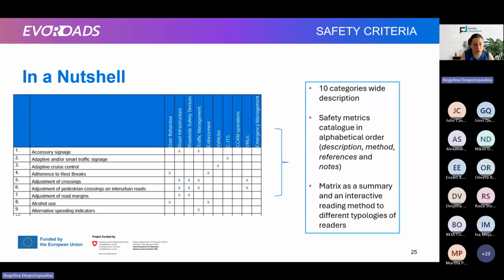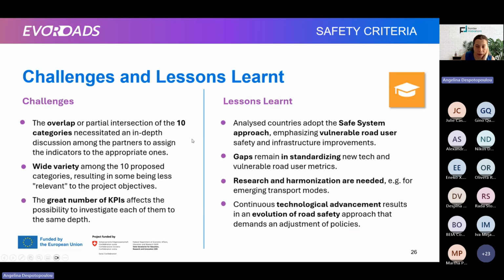Of course, my screen does not have room for 124 criteria. You see, for example, accessory signals, the presence of adaptive and smart traffic signals, etc. Those are analyzed in the document very analytically, what they are and where they come from. This is the summary at the end, the collection in a more readable form of what is important to measure. So you can use this as a summary.